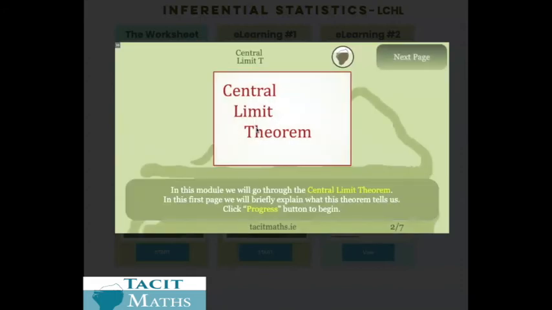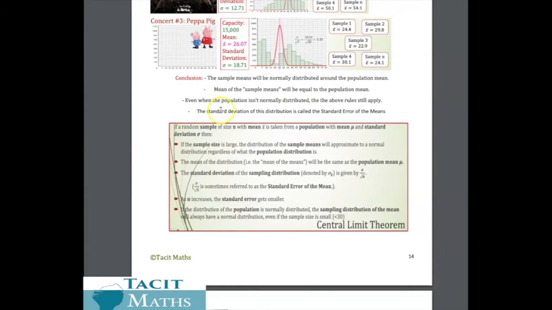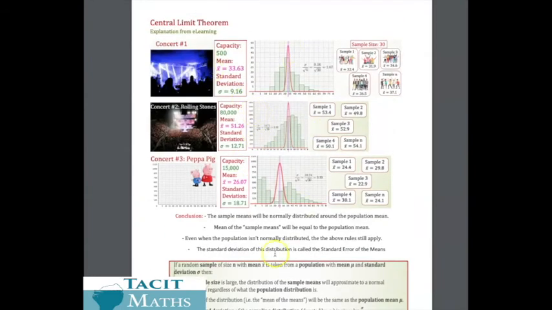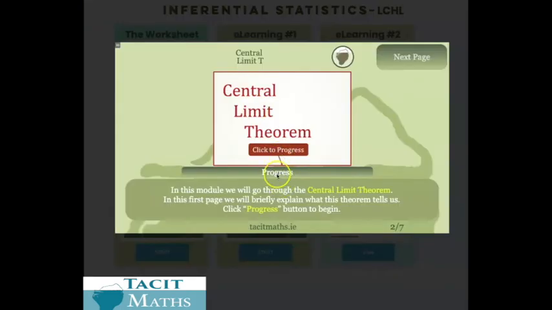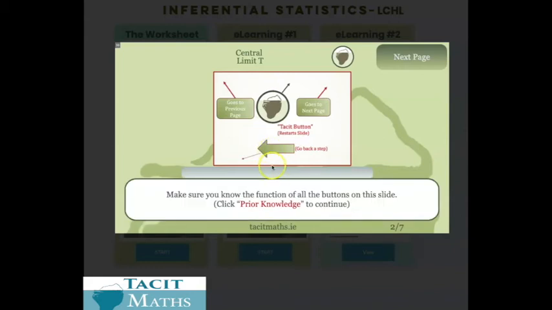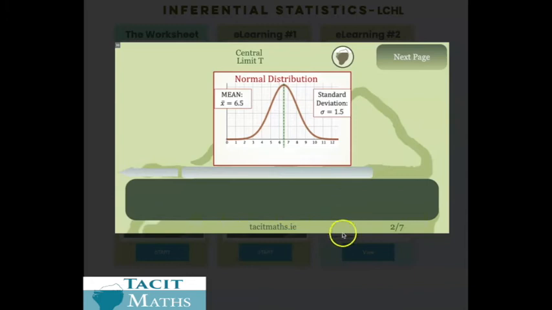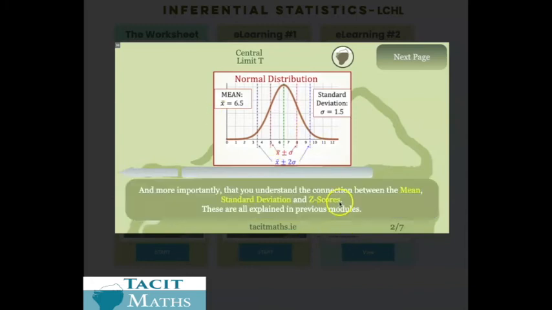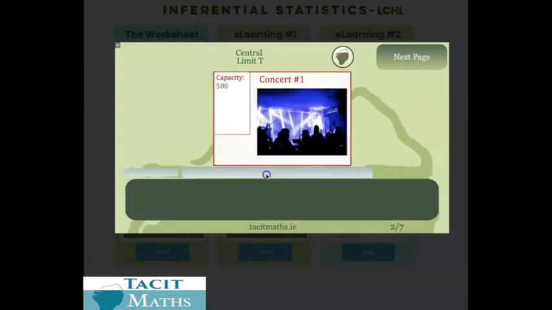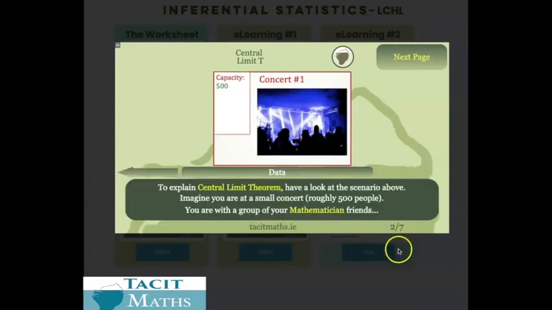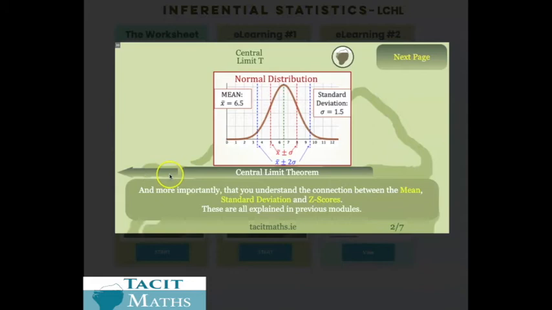The first page in this case just explains the central limit theorem. If you go back to the worksheet, it explains all of this in a way that I would teach it if I was teaching a class. The beauty of it is that it goes through it at your own pace. You click through it. You can fly through it if you want to, but if you don't understand certain things, it breaks it down as simply as possible. And if you need to go back a step, you can go back.